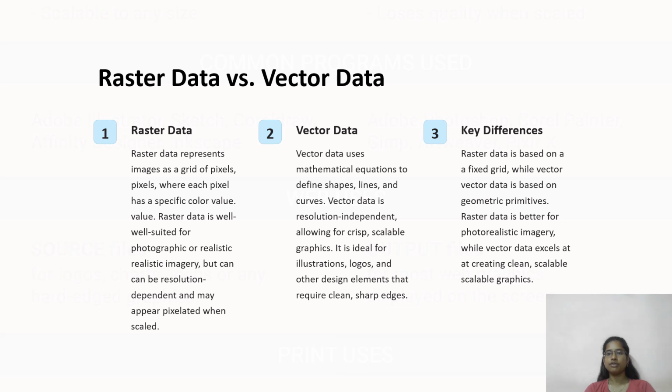So the key difference is that raster data is based on a fixed grid, while vector data is based on geometric primitives. Raster data is better for photorealistic imagery, while vector data excels at creating clean, scalable graphics.